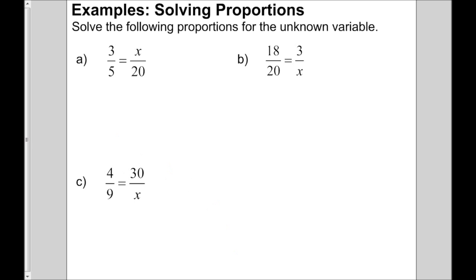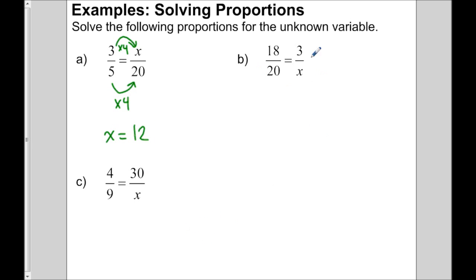So let's do the constant of proportionality method to solve for x for part A. So 5, how do I go from 5 to 20? Well, I'm going to have to multiply by 4. So that means if 5 times 4 gets me 20, that means 3 times 4 has to get me the correct answer for x. So 3 times 4 is 12. So x has to be 12.